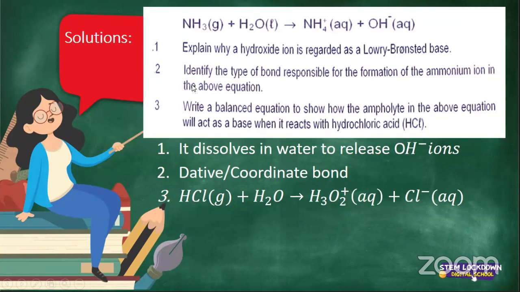Okay, we are having the first question there. NH3, ammonia, dissolving in water to give you ammonium. This is ammonia, which is normally a gas, and when it's dissolved in water, it will give you ammonium plus hydroxide ion. And then you have to explain why hydroxide ion is regarded as a Lowry base.